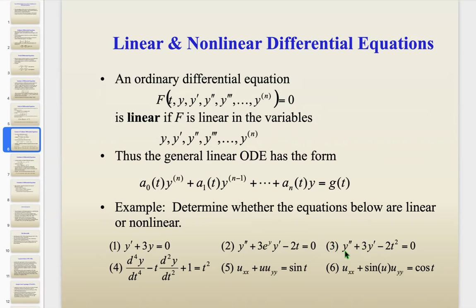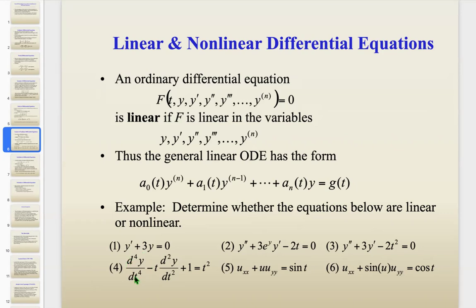Okay, let's look at number 3. What's the coefficient of y double prime? That's 1. That's okay. What's the coefficient of y prime? 3. That's okay. Doesn't depend on y. What's the other term here? 2t squared. That doesn't depend on y. It's not a constant term, but there's no y in it. That's a linear equation. In example 3, the right-hand side, the g of t, would be the 2t squared.